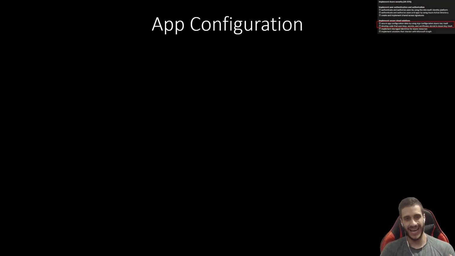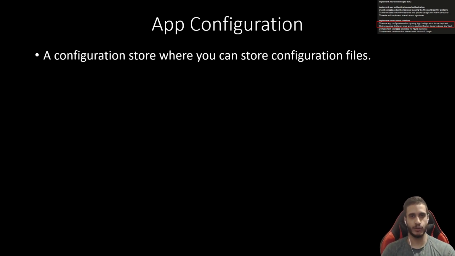Now, what about app configuration, which is actually a very small part of the exam? So Azure App Configuration is essentially a configuration store where you can store configuration files in a centralized place. Now, in your application code, you would typically have several configuration files. For example, in .NET Core, you would have the appsettings.json. In Node.js, you would have several other configuration files where you can store things like, let's say, connection strings and other configuration information. So with Azure App Configuration, instead of storing that configuration in your own code, you would store it in a centralized place on Azure App Configuration.